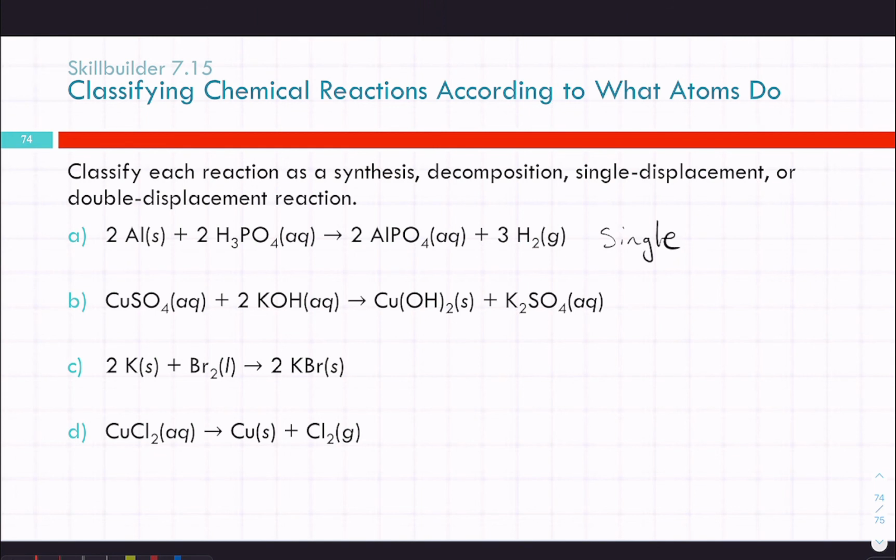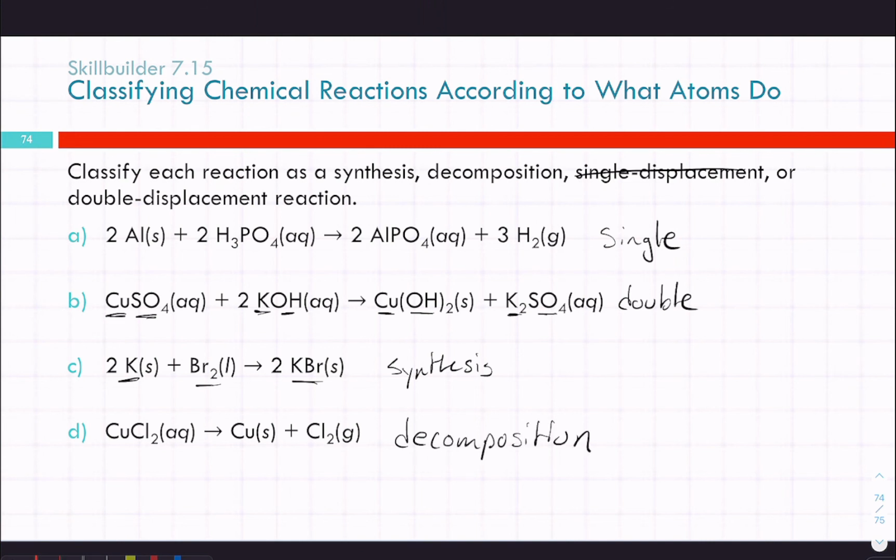How about B? Double displacement. We have copper sulfate, and we get copper hydroxide on the other side, but also potassium sulfate from the potassium hydroxide. C, synthesis. Two simpler things make something more complex. Process of elimination, D must be definitely synthesis. No, it's decomposition. Decomposition is the opposite of synthesis. Yeah, spelled that right. Okay. That is all for chapter 7.